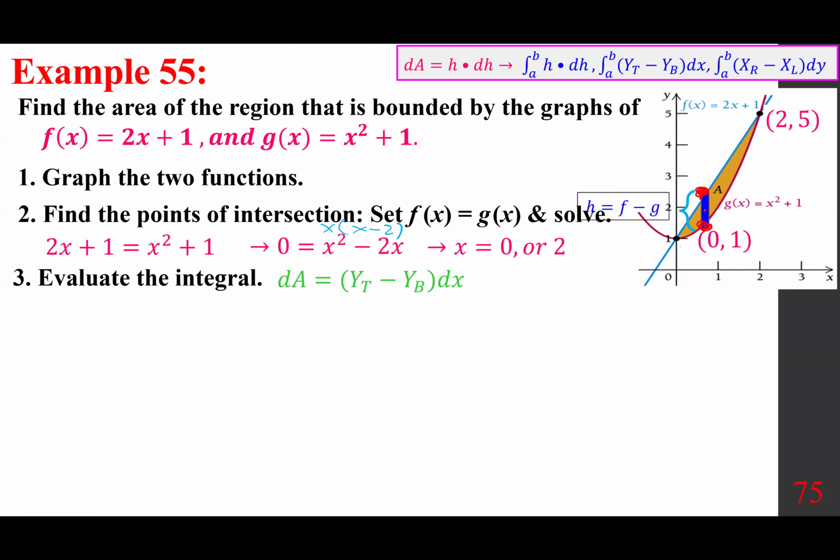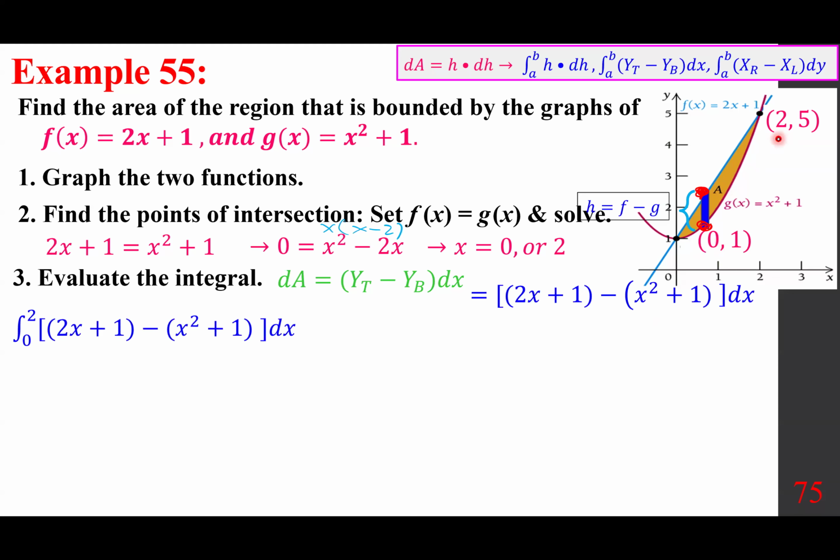And that means f minus g, where f is the function 2x plus 1, and g is the function x squared plus 1. And so (2x plus 1) minus (x squared plus 1) dx. And we take the integral of that from the x coordinates, from 0 to 2. X coordinates of the 2 points. I can't emphasize this enough.